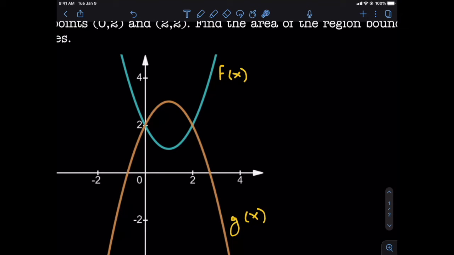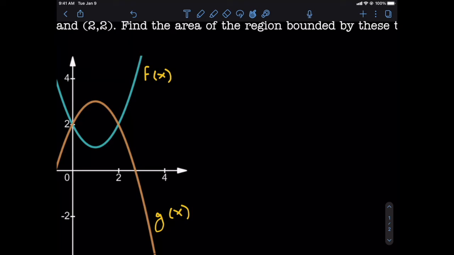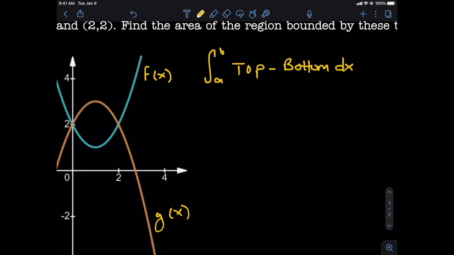The question wants us to find the area of this region here bounded between the two curves. Since we have a clear top and bottom function, we're going to use the first integral listed above, the one that goes from a to b of the top curve minus the bottom curve, and then we're going to put dx like that to make sure that people know we're taking the antiderivative with respect to x.